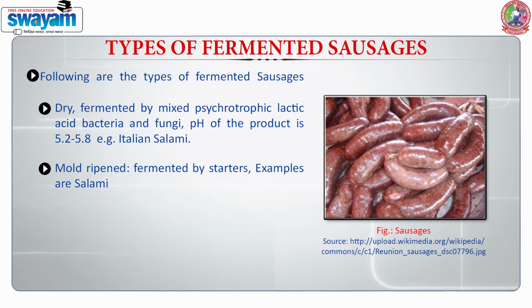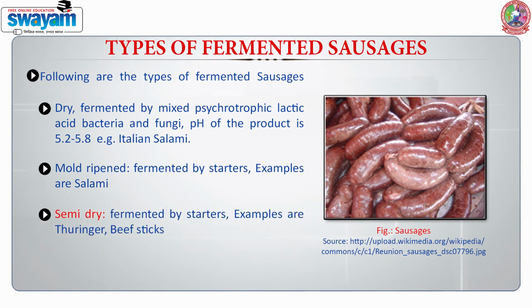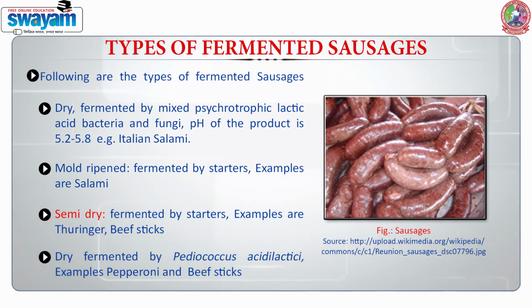The second category of sausages are mold ripened sausages, and these are fermented using the starter cultures. Examples include salami. The third category of sausages are the semi-dry types, and these are formed by using a starter culture. Examples of the semi-dry forms are Thuringer, beef sticks, dry fermented by Pediococcus acidilactici. Examples are pepperoni and beef sticks.